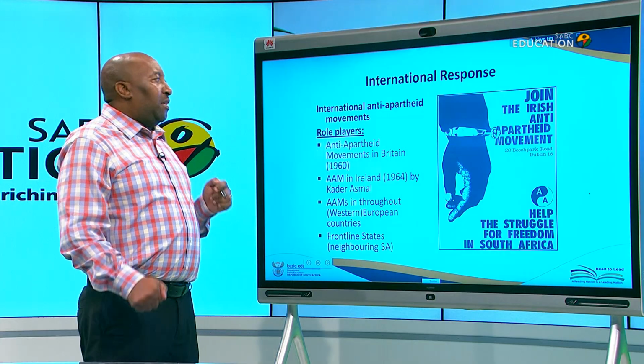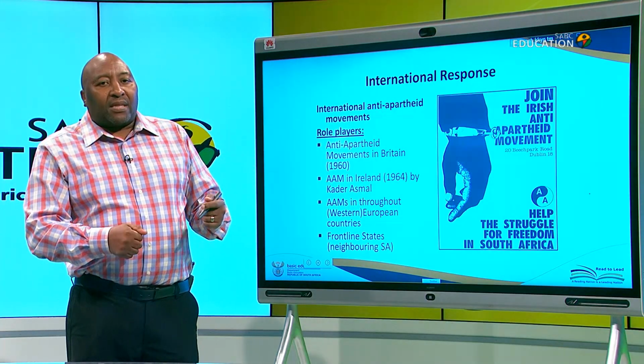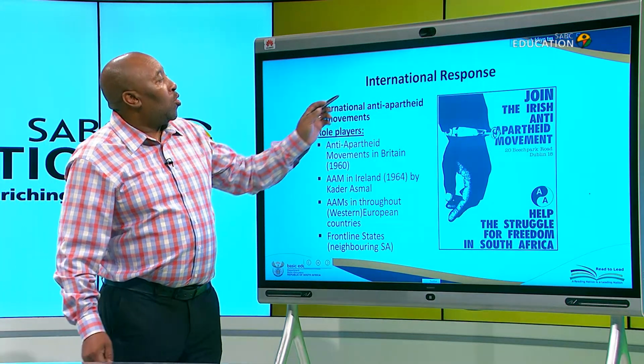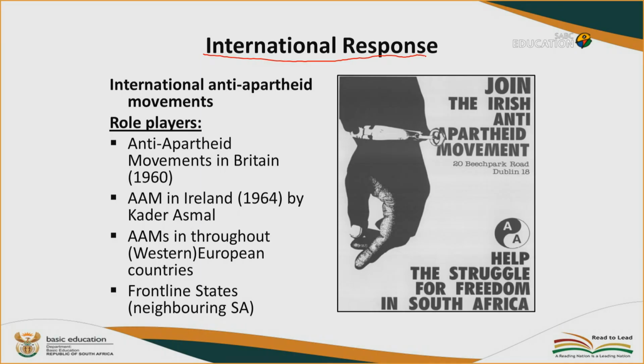Now, the anti-apartheid movements now responded. This is how they responded to what is happening in the 1980s through the tricameral parliament as well as the total strategy. The response came in a form of, one, the anti-apartheid movement, which was established in Britain in the 1960s. And then we've got also the Irish anti-apartheid movement, which was introduced in 1964 by Professor Kader Asmal. And then we also have other anti-apartheid movements that were established in Western Europe and other parts of the countries.